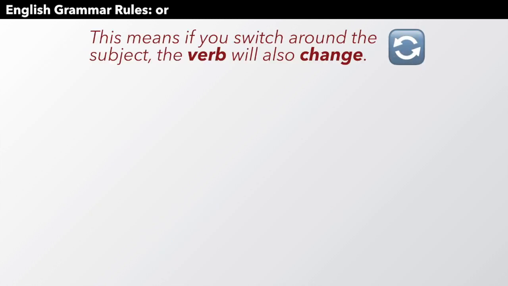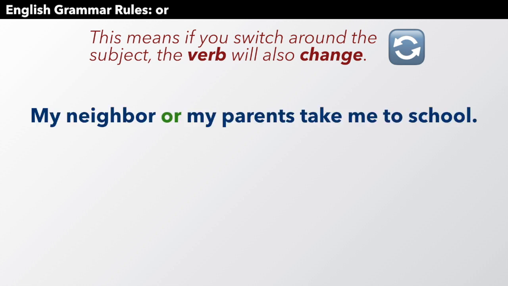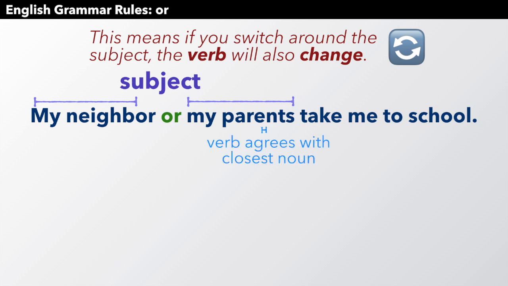Now, of course, this means if you switch around the subject, the verb will also change with it. My neighbor or my parents take me to school. The subject here, my neighbor or my parents. The first one, my neighbor, is a singular noun. My parents is a plural noun. But we choose take because it agrees with my parents.